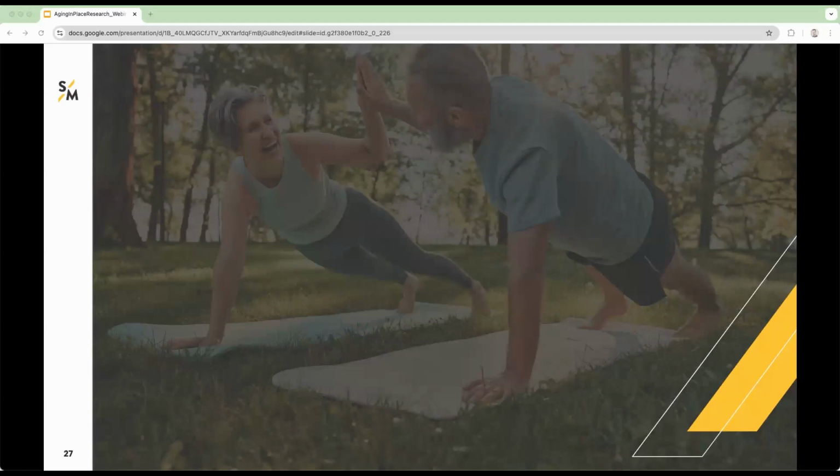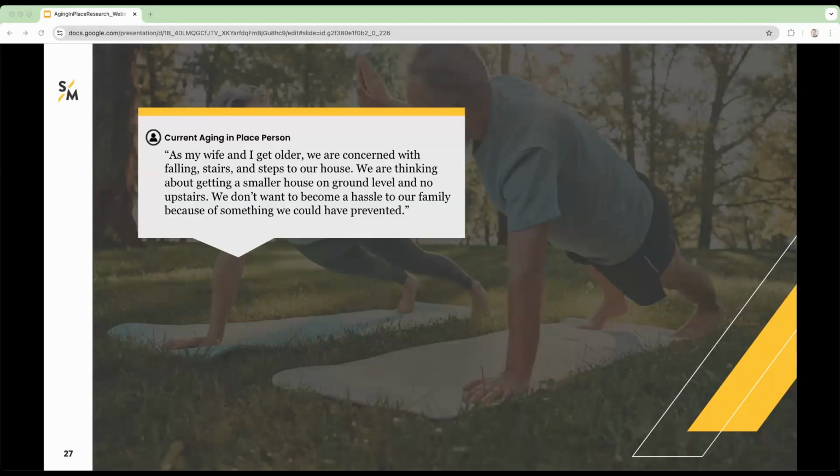Yeah. Thanks, Brian. Of course, these aren't just concerns that we saw in the numbers. Our respondents put it in their own words. I'll read just a couple here. From one respondent who is currently aging in place, they said, "As my wife and I get older, we're concerned with falling, stairs, and steps to our house. We are thinking about getting a smaller house on ground level with no upstairs. We don't want to become a hassle to our family because of something that we could have prevented."